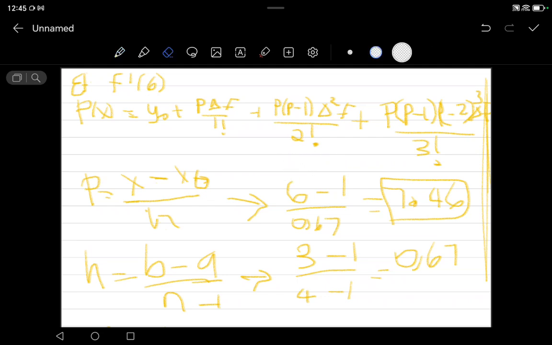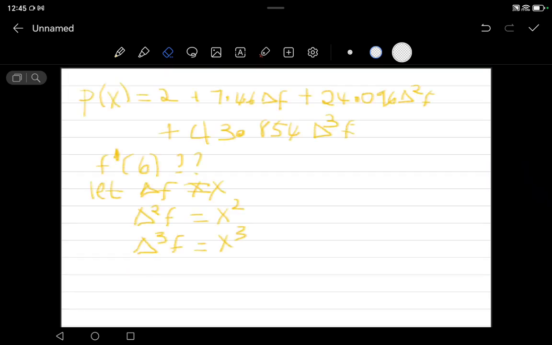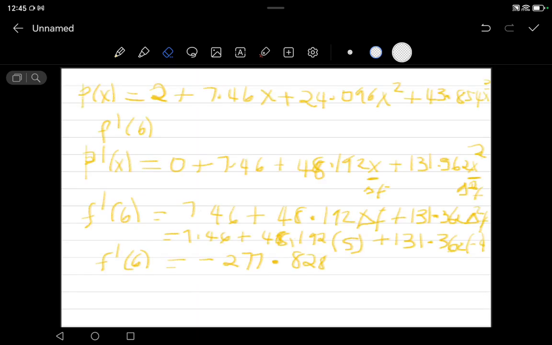After getting the value of p, you come into your formula here, substitute the value of p, and calculate. After calculating, we let change in f equal x, and then we substitute the values of x. We derived because we wanted to estimate f prime of 6. After estimating, we put back the change in f, substitute it, and then we get our answer. That's how we do forward difference.